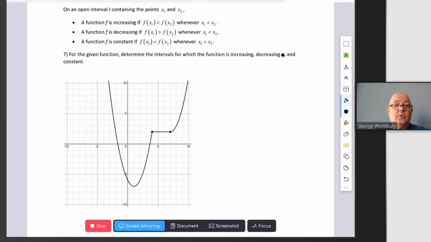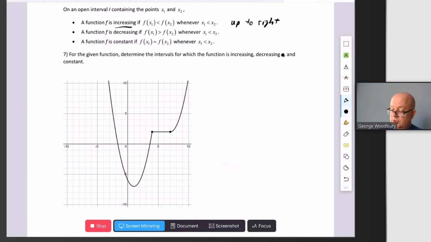When we have an open interval that contains 2 points, x1 and x2, we say that the function f is increasing if f of x1 is less than f of x2 whenever x1 is less than x2. In other words, if we think about the graph, this graph is moving up to the right.